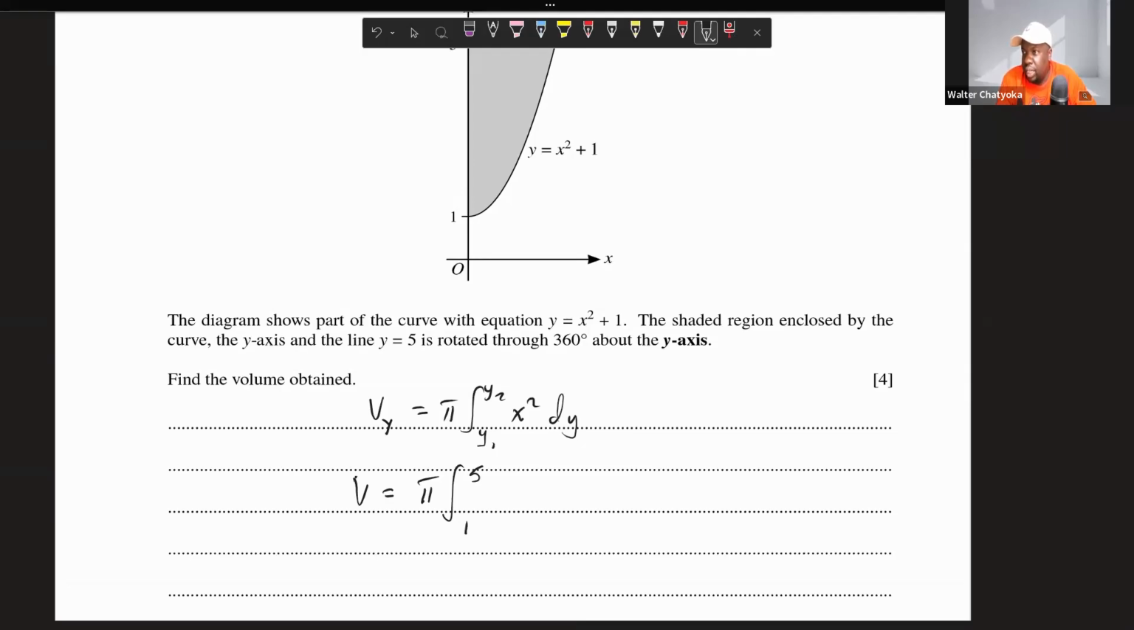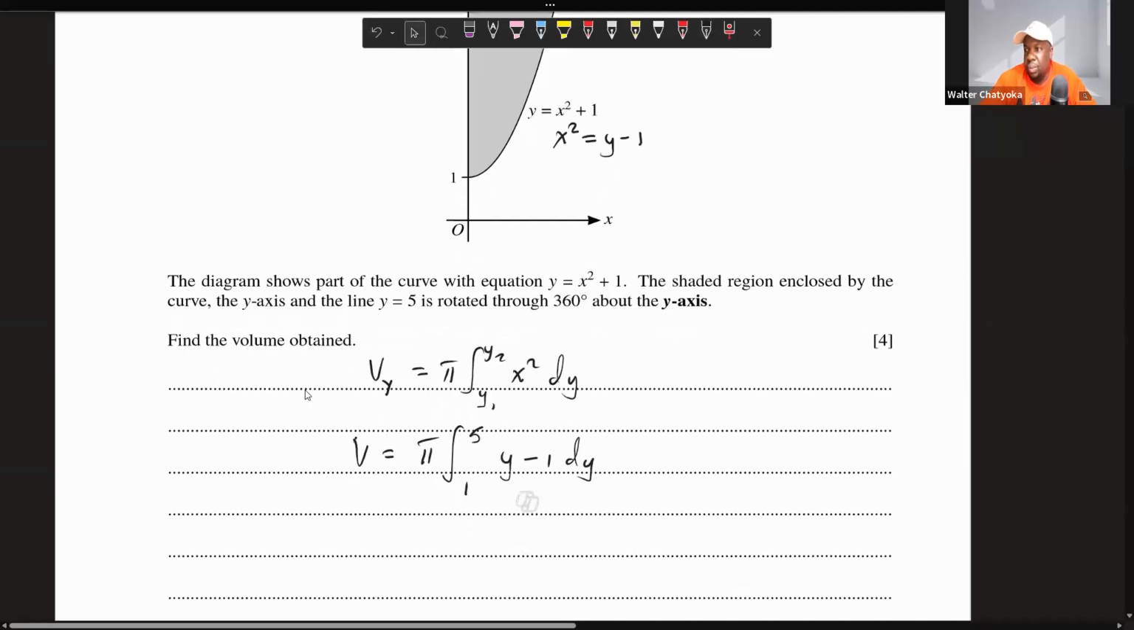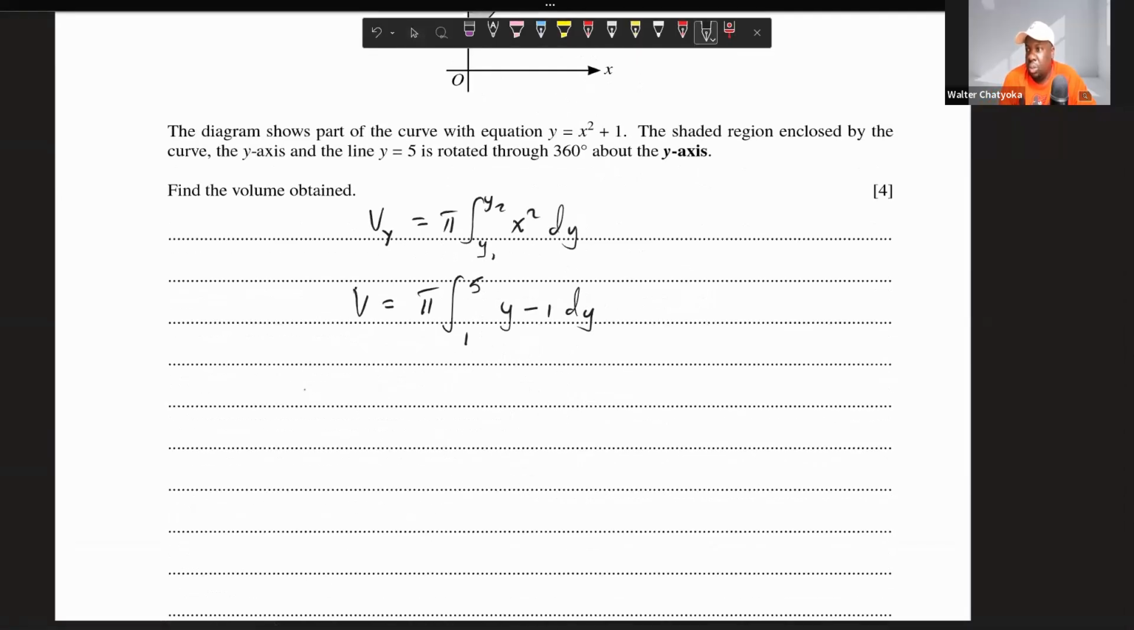Now, the equation is y is equal to x squared plus 1. So x squared made subject would be y minus 1. So we'll put y minus 1 for x squared, and that's with respect to y. You see that? So that means that we can now do the integration.